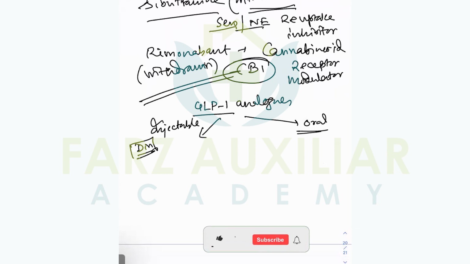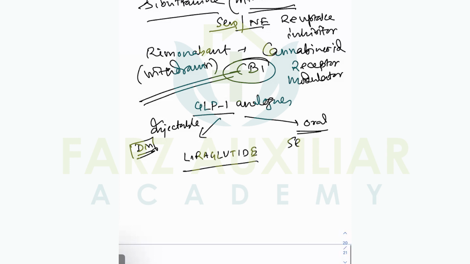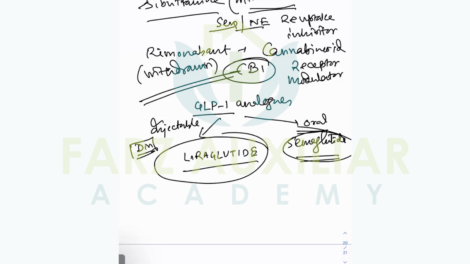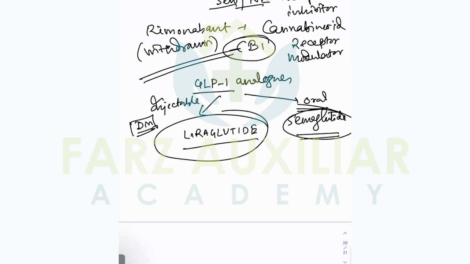But later, it was seen that the people who were on this GLP-1 analog also achieved weight loss. So then the whole thought was channelized in that direction. A good medication for that is liraglutide, which is injectable, and semaglutide for oral. Apart from that, dulaglutide and others are there. But these are the two medications that we use for patients who have obesity.